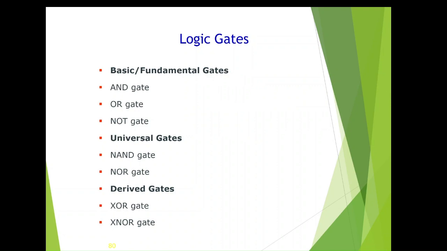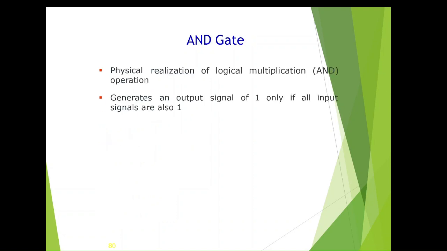Logic gates are classified into three types. One set of gates are basic or fundamental gates. Next is universal gates, and the third set of gates are derived gates. Examples for basic or fundamental gates are AND gate, OR gate and NOT gate. For universal gates, the examples are NAND and NOR gates. Derived gates examples are XOR gate and exclusive NOR gate. Let us see one by one.